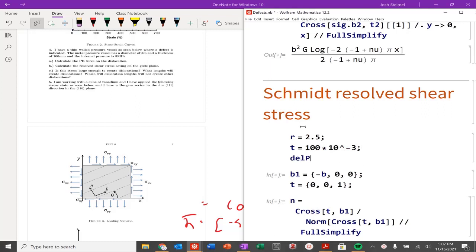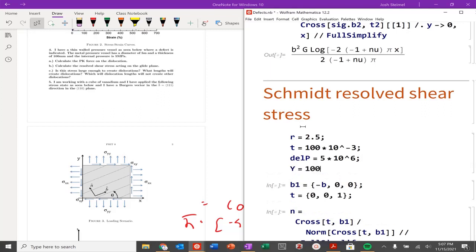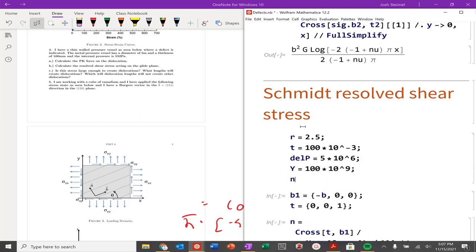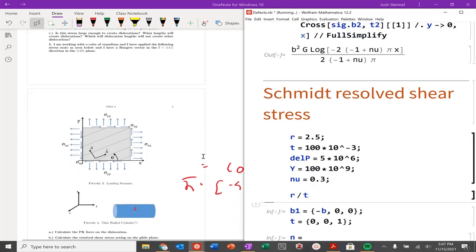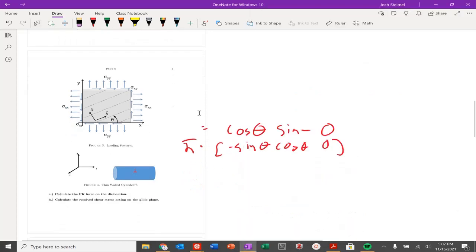And my delta P is equal to 5 times 10 to the 6. It is metal, so my Young's modulus Y is equal to 100 times 10 to the 9th. My nu is equal to 0.4, or 0.3, excuse me. So let's do R over T. If it's greater than 10, we can get to our work. Fantastic.